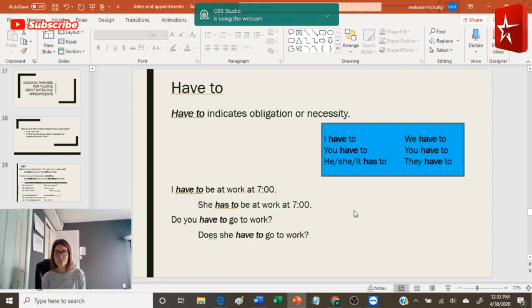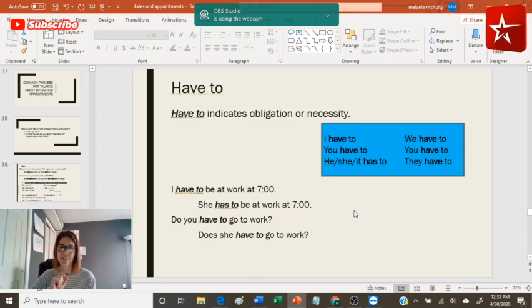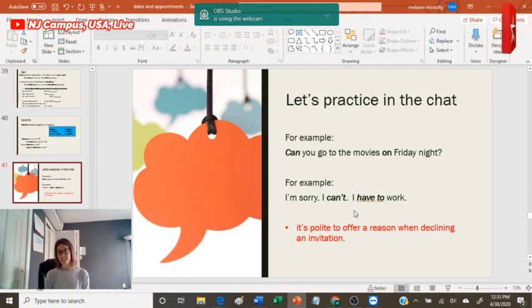Okay, so have to indicate obligation or necessity. Have to or has to. I want you to really notice my pronunciation when I use it, because it gets to have a softer sound. Has. Okay.